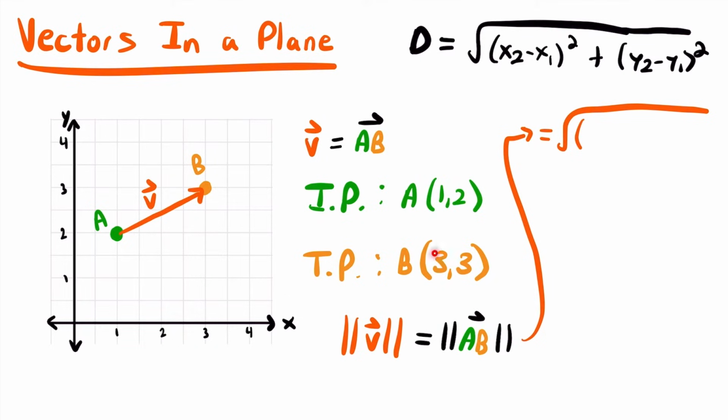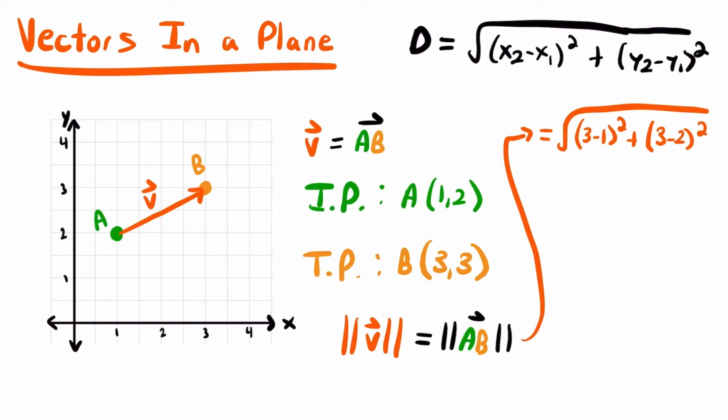The x value of the terminal point is 3, and the x value of the initial point is 1. So we'll have 3 minus 1 squared, and then we will add that to the difference in the y values. Once again, we're going to start with the terminal point because that is the second point. We always start with the y or x value from the second point first, and so we'll have 3 minus 2. All right, so if I write that in here, we'll have 3 minus 2 squared.